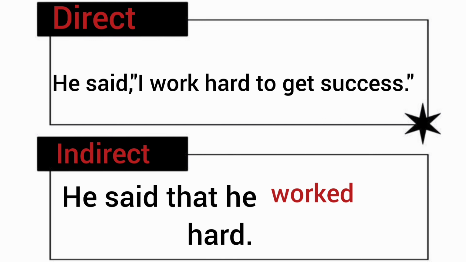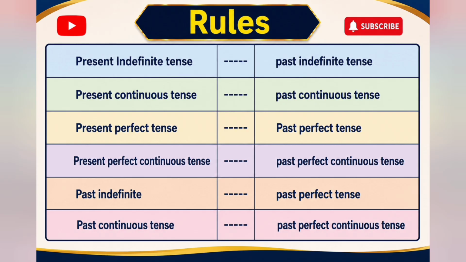Now when you are well aware that the reporting speech is in past tense, then how the change of tense will be implemented in the portion of the reported speech, I am going to tell you in the form of a table. If reported speech is in present tense, that is present indefinite tense, it will be directly changed into past indefinite tense. If it is in present continuous tense, it will be changed into past continuous tense.